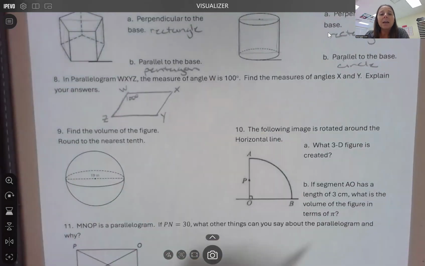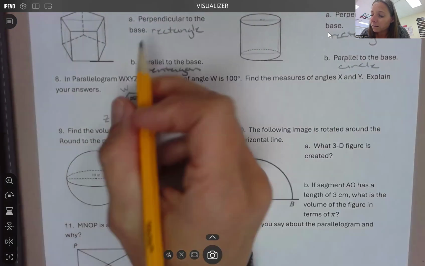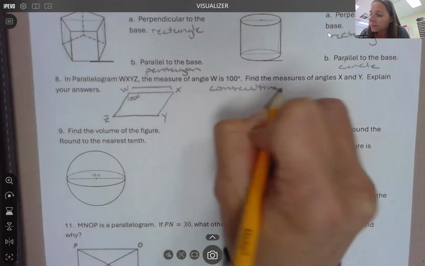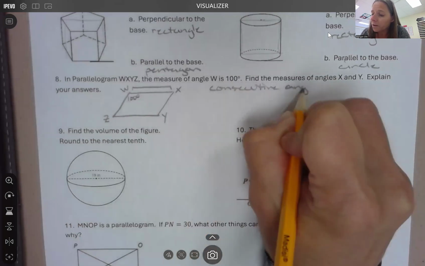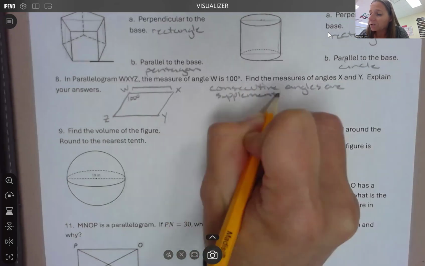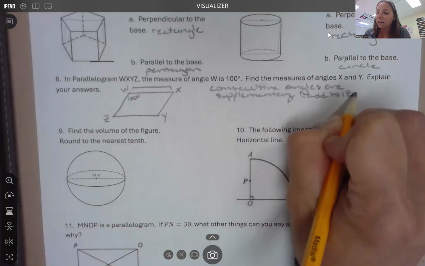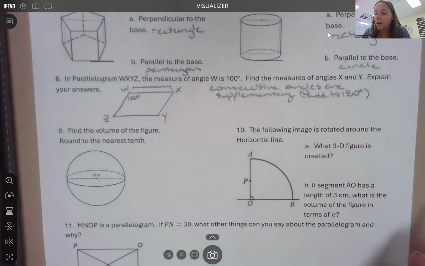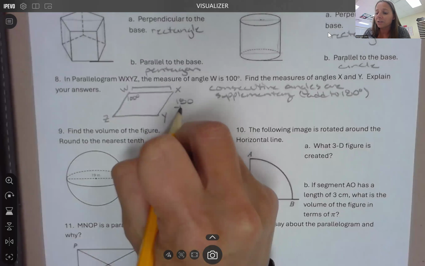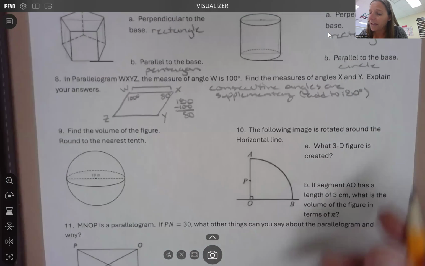All right, in a parallelogram, first off, the consecutive angles are supplementary. And what does supplementary mean? That means they add to 180 degrees. So here, if I take 180 and I subtract 100, that leaves me with 80 degrees right here. So the measure of angle X equals 80.